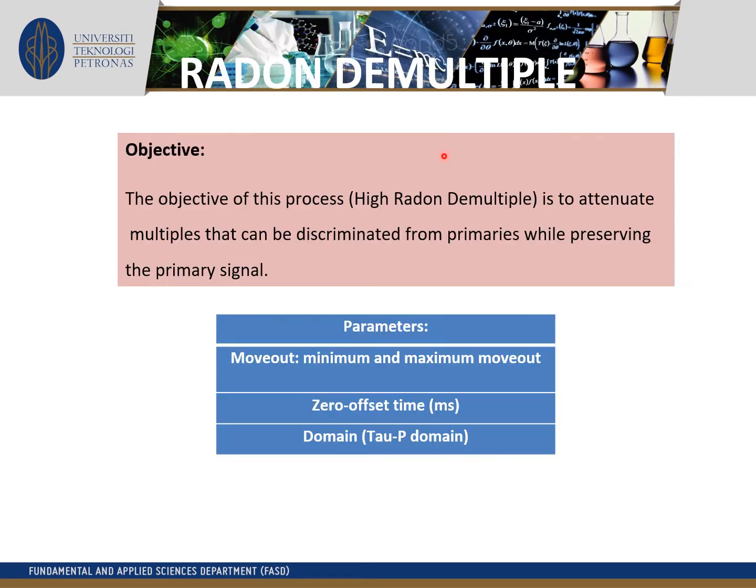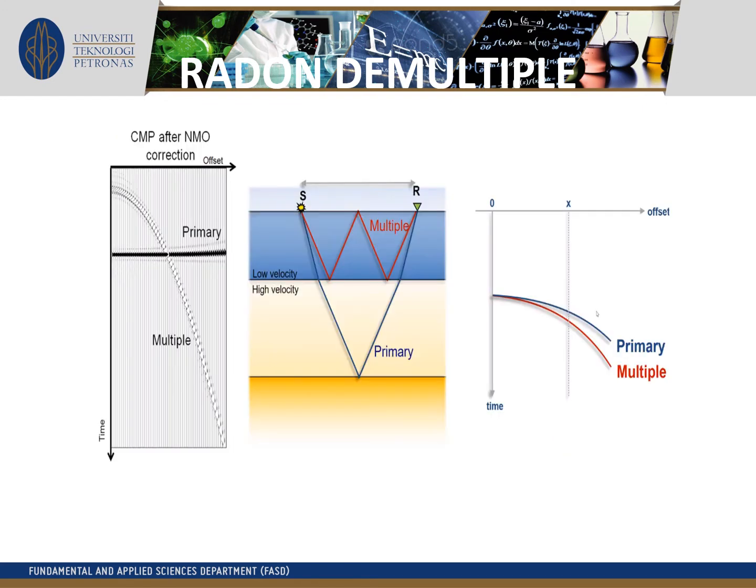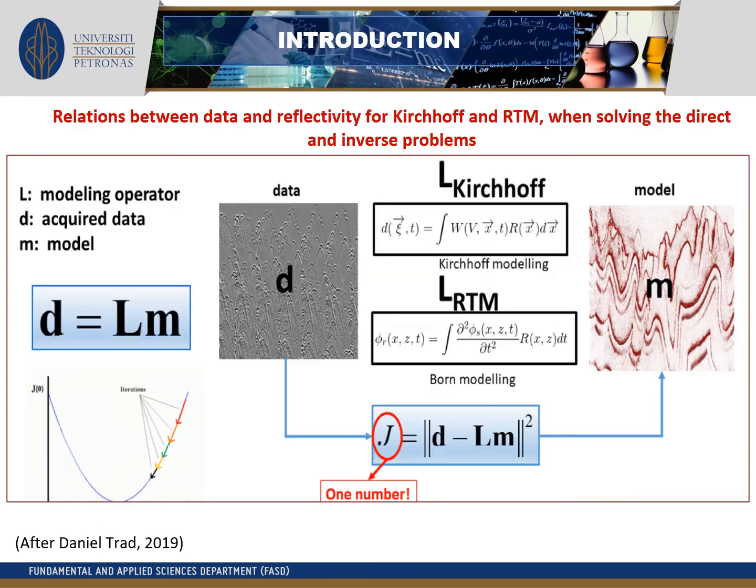We also have Radon demultiple, one of the processes which I've explained earlier. The objective of this process, high-resolution Radon demultiple, is to attenuate multiples that can be discriminated from primaries while preserving the primary signal. And this is especially important because we need to preserve the amplitudes of our section, and the parameters are minimum and maximum moveout, zero offset time. Domain is the tau-p domain. And this is an illustration of how the multiples look. As you can see here in the shallower section, there are more multiples, so we'd like to remove those multiples in the shallower section and obtain a better output.